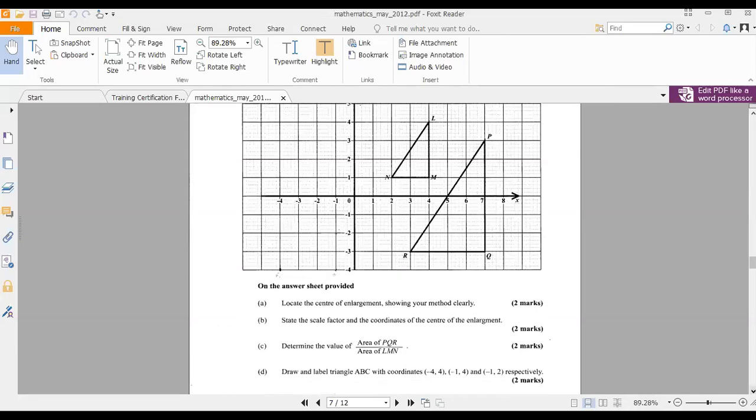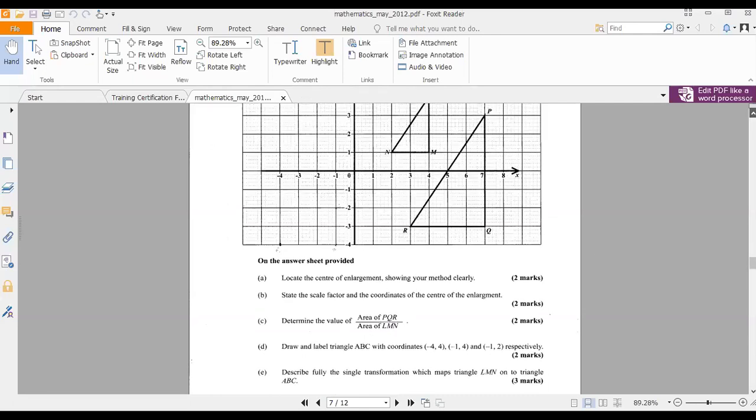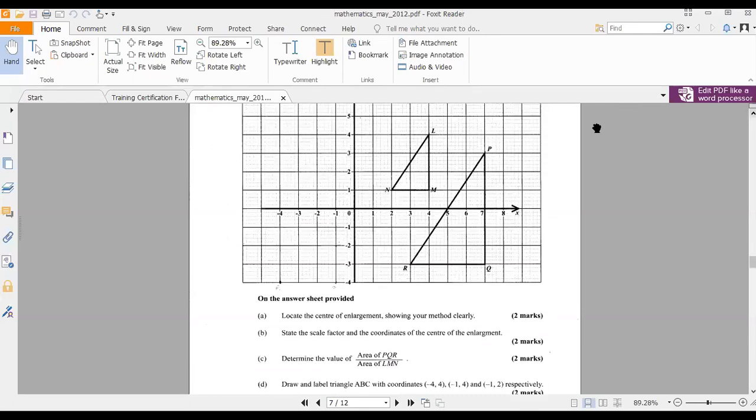When you get time, go through it and see. Okay, the next question they ask is: determine the area of PQR over the area of the element. Now, if we find PQR, this is P, Q, and R, right? So you want to find the area.